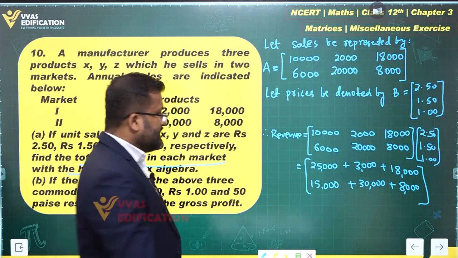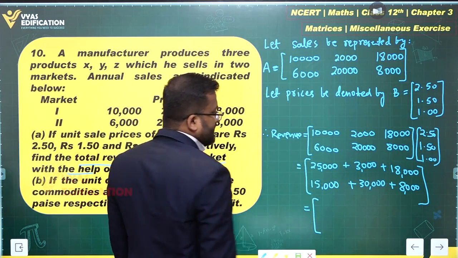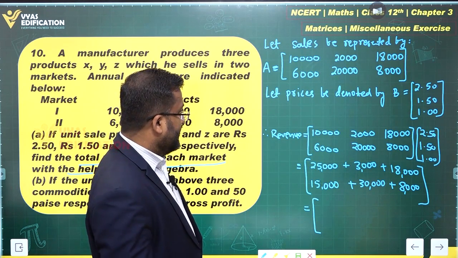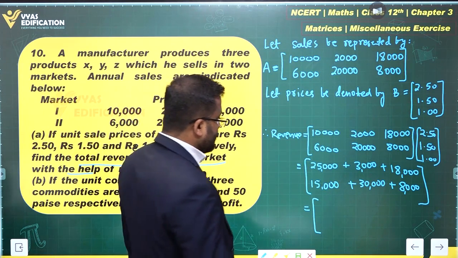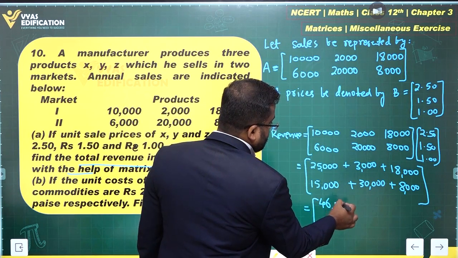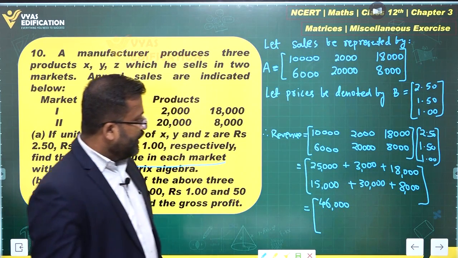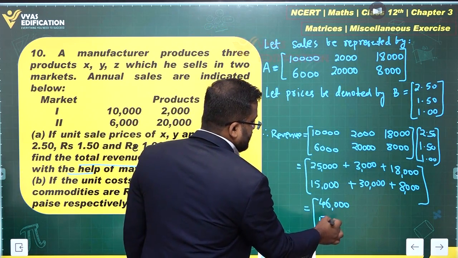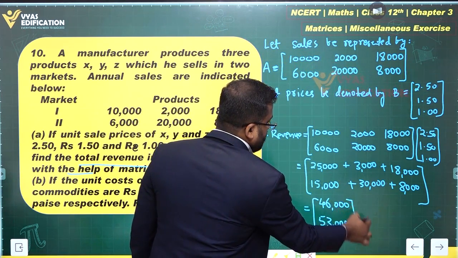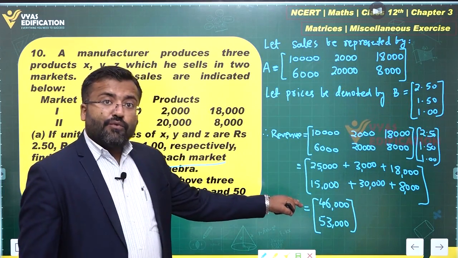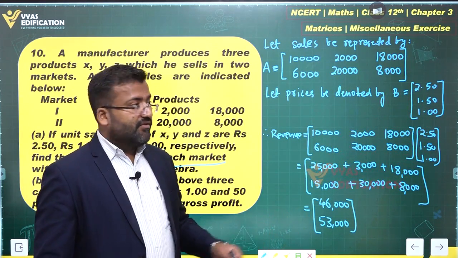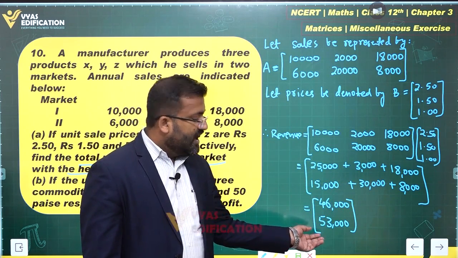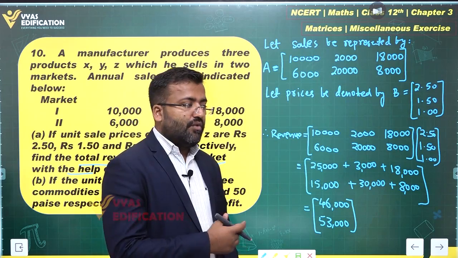And can you add these numbers? What you get is the total revenue, which will be equal to 18 and 28, 46,000 is what I'm getting over here. This is 46,000. And the second row, what you get is 45 and 8, which is 53,000. That's the total revenue from market 1 and market 2 respectively. From market 1, we get a total revenue of 46,000. From market 2, we get a total revenue of 53,000, as you can see over here.